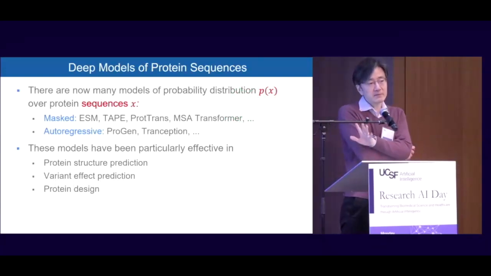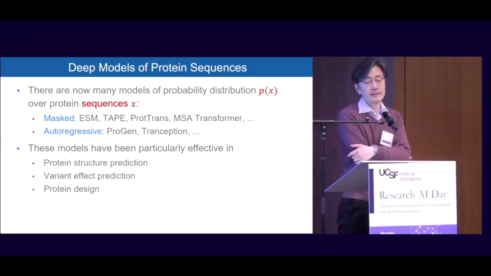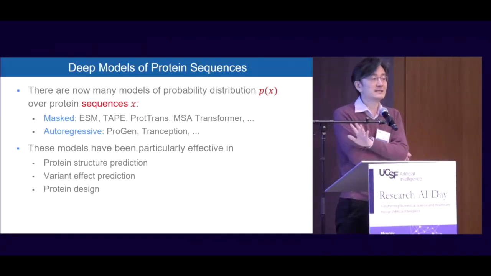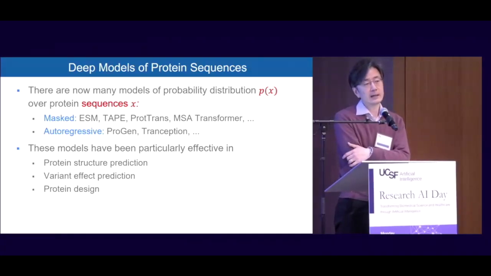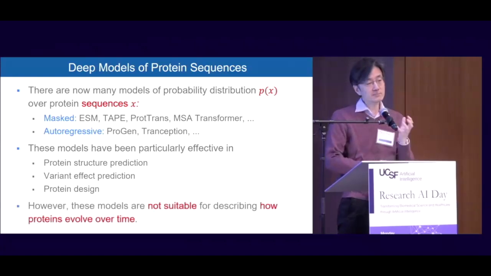As you probably know, there are now a number of models called protein language models that are really effective in predicting variant effects, protein structures, even for design. But these models are really learning about probability distributions of protein sequences that are observed today in databases. And these models are not really able to model how a protein sequence evolves over time, experiencing mutations, selections, and adapting new function.